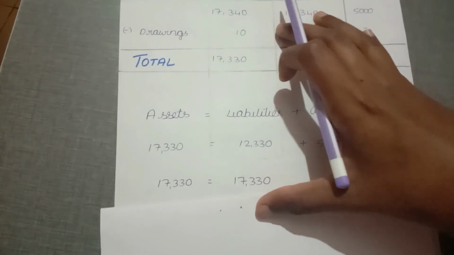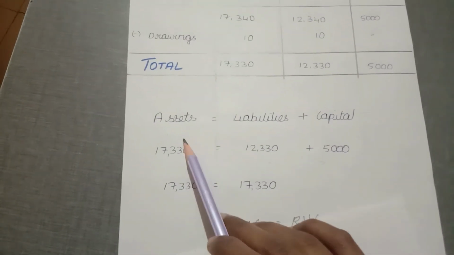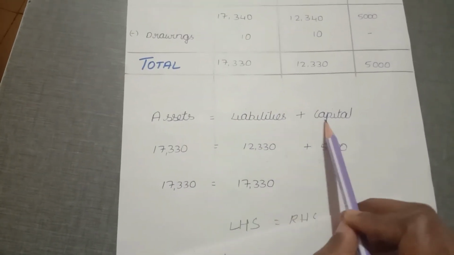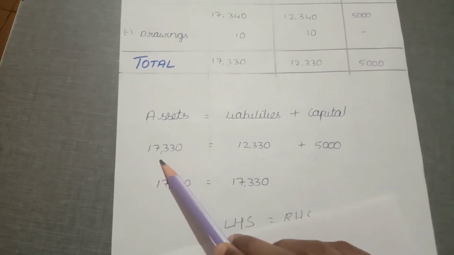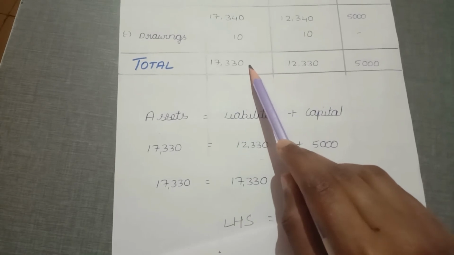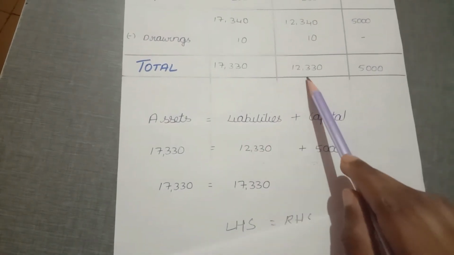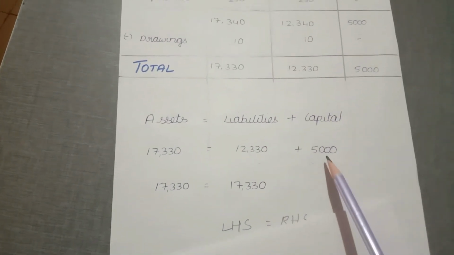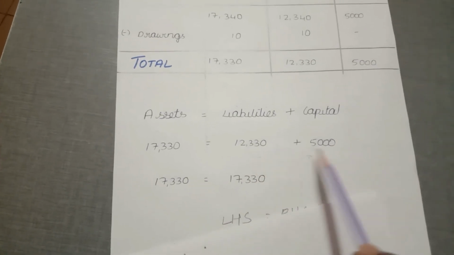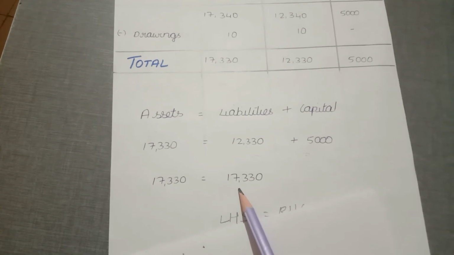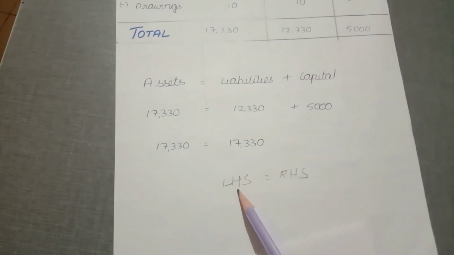Let's apply the formula. That is, assets is equal to liabilities plus capital. Assets is 17,330, liability is 12,330, then capital is 5,000. While adding this liability and capital, we will be getting 17,330. Hence it is proof that LHS is equal to RHS.